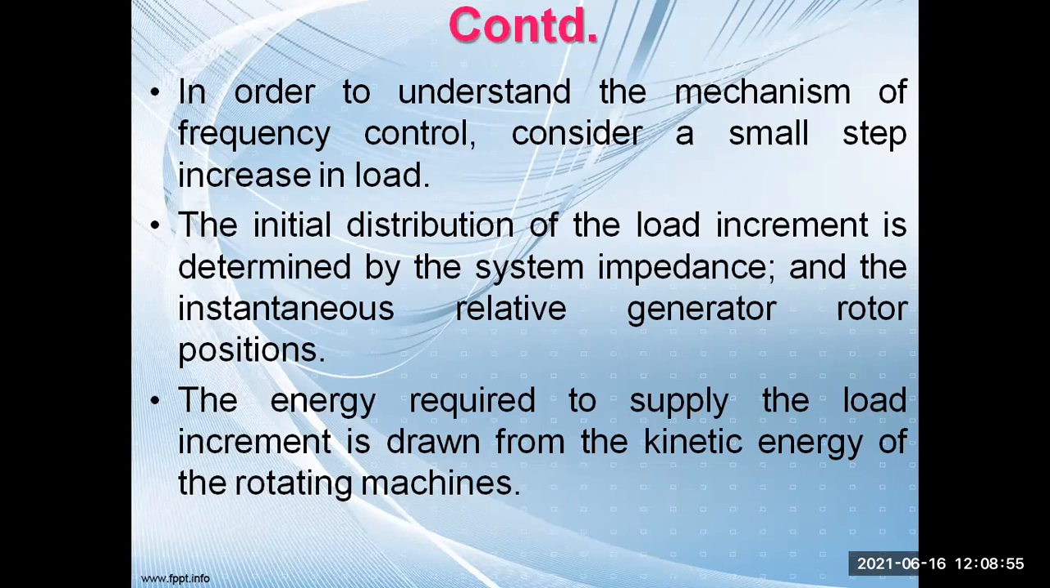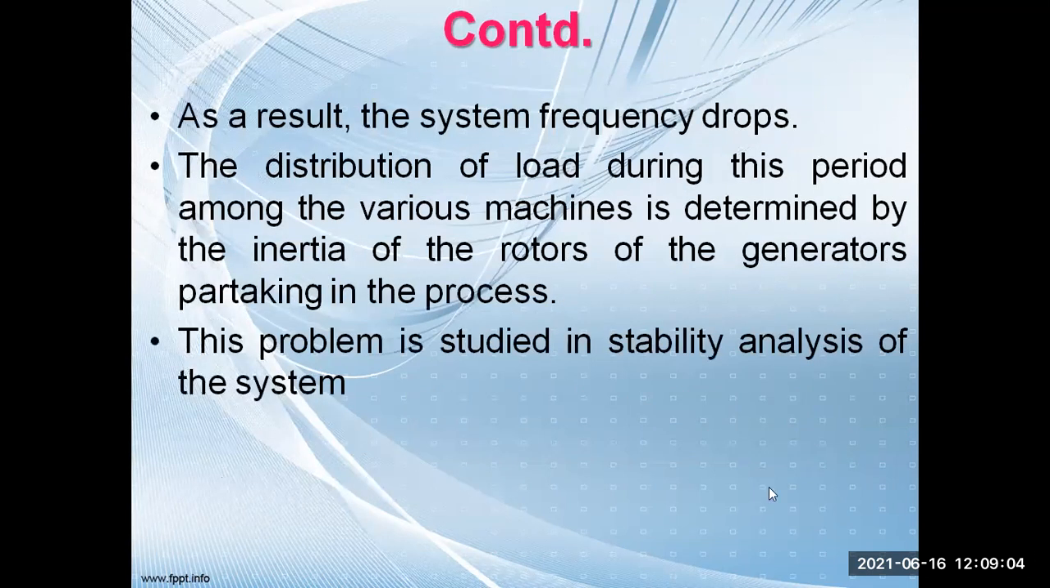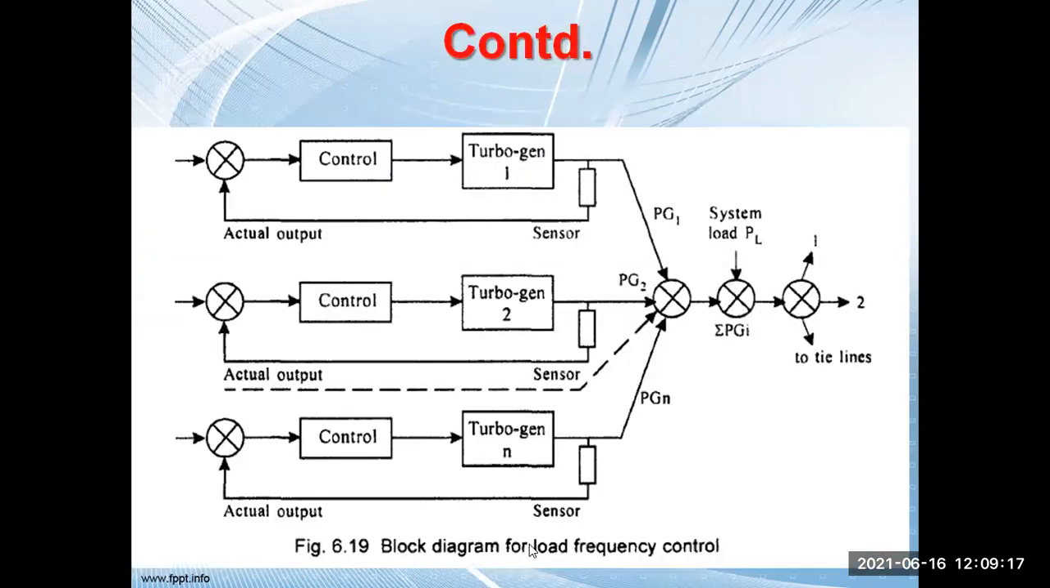So initially, when the load is applied, the energy required to supply the load demand is drawn from the kinetic energy of the rotating machines. As a result, the system frequency drops. The distribution of load during this period among the various machines is determined by the inertia of the rotors of the generators, and this problem is studied in power system stability.